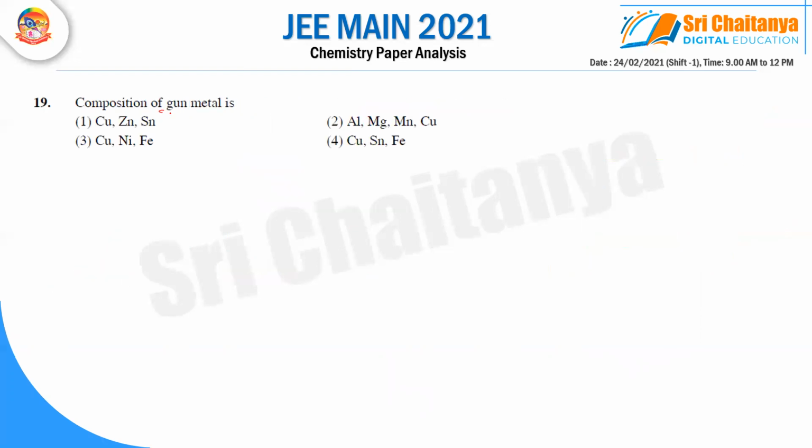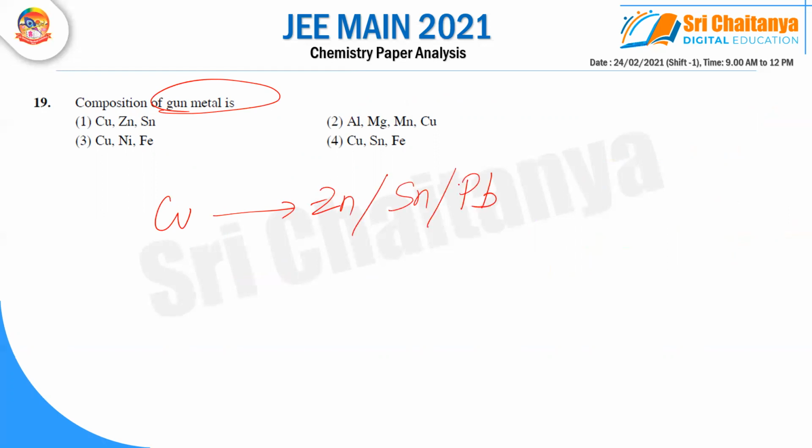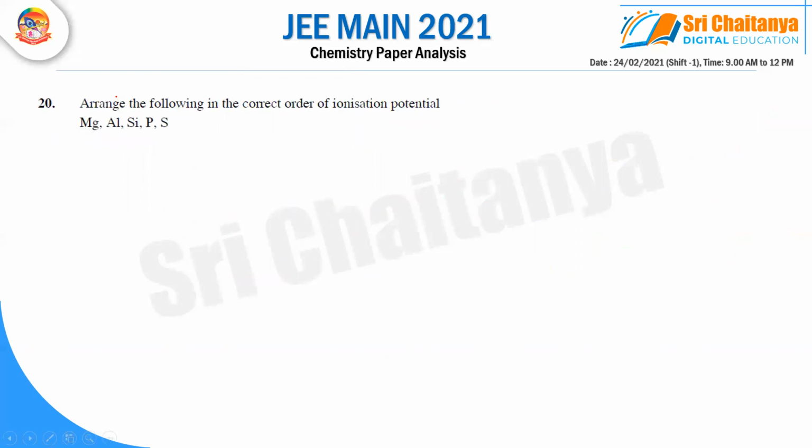Next, we have gunmetal. This is a very factual type of question. It's an alloy of copper with zinc, tin, or lead. Lead, I should say lead. This is Pb, right? Let me rub it once for you. Zinc, tin, lead, right? I don't see lead here, but option 1 seems appropriate.